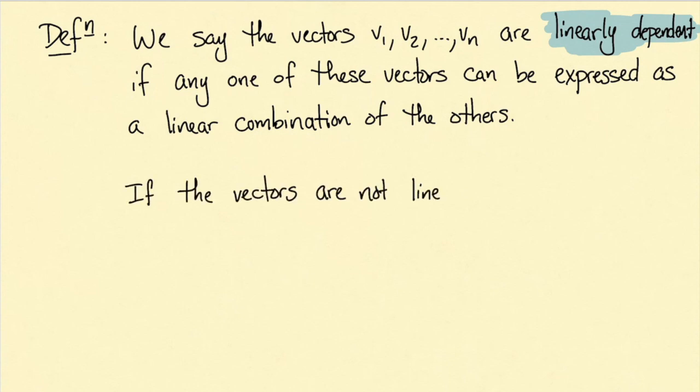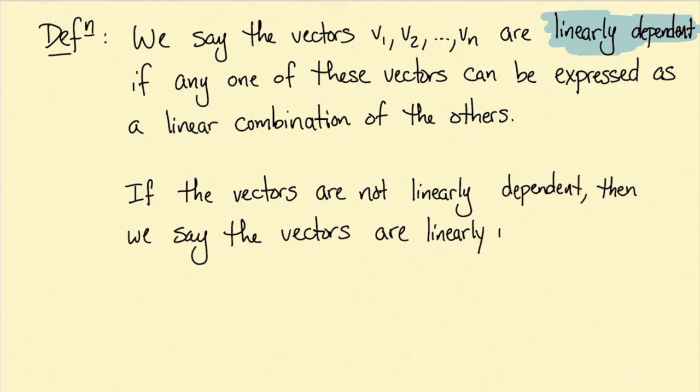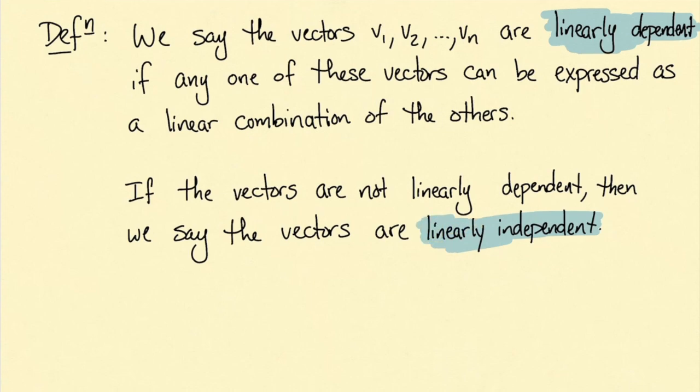If the vectors are not linearly dependent, then we say they are linearly independent. This is a really important concept, and it's going to be one that we spend a fair bit of time exploring.